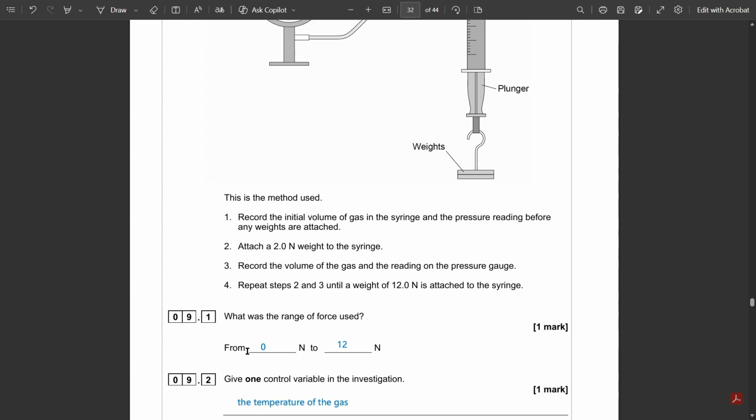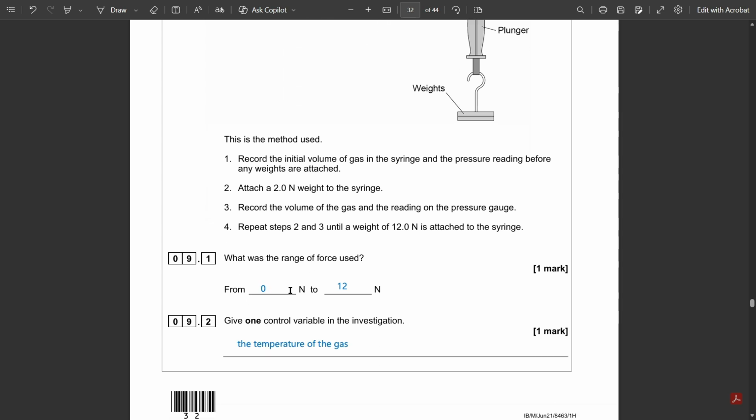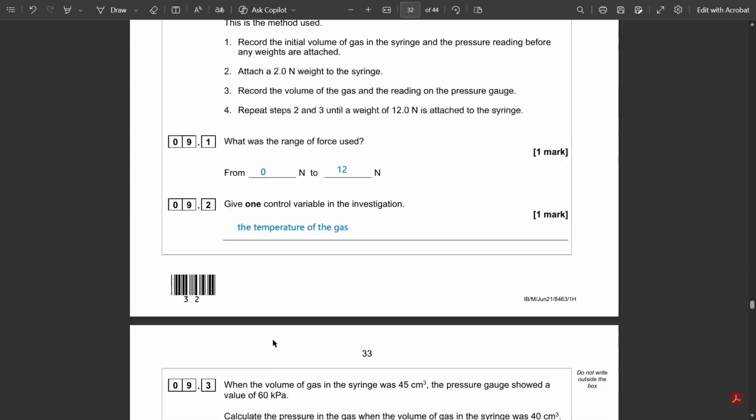What was the range of force used? And that is from 0 newtons to 12 newtons, because it starts off with 0 weight on it. And what is one control variable in this investigation? It is the temperature of the gas.